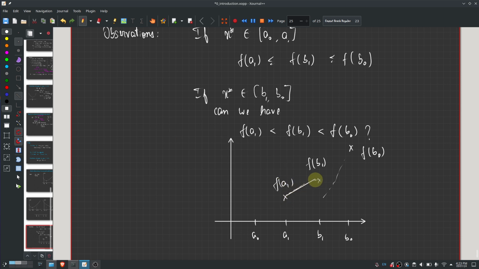Let's just take the line joining these 2 points, f of a1 and f of b1, and f of b1 and f of b0. Suppose that the function is actually convex, the function value should always be below each of these lines. So these 2 lines basically form an upper bound for the actual function itself. So now is it possible that the minimum lies in between b1 and b0?